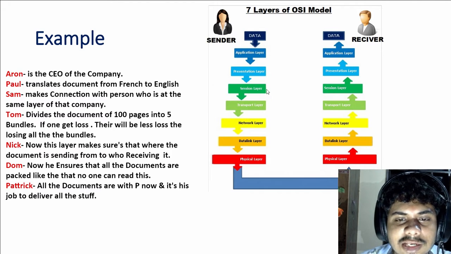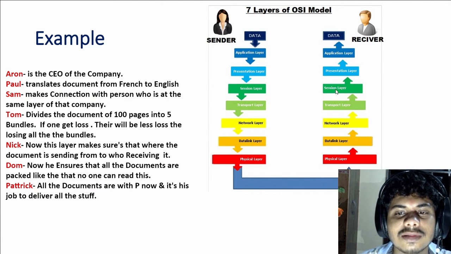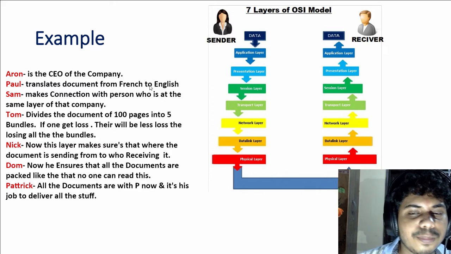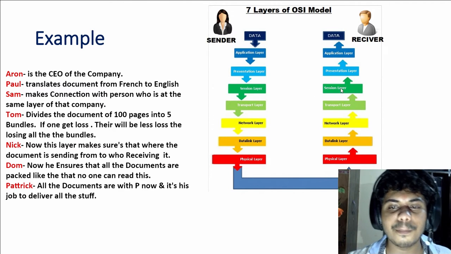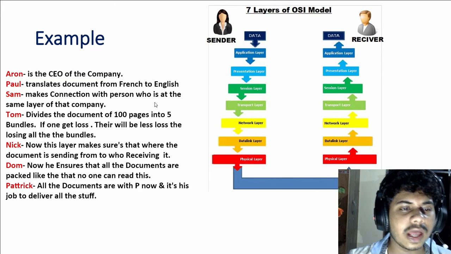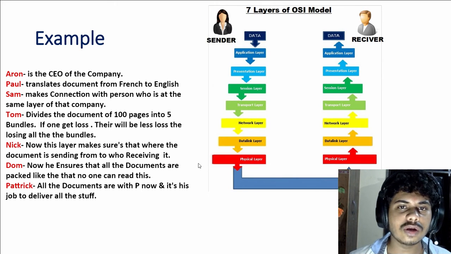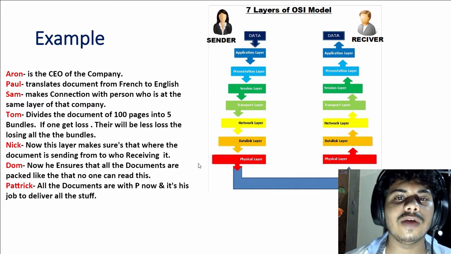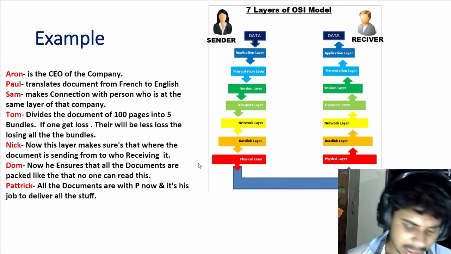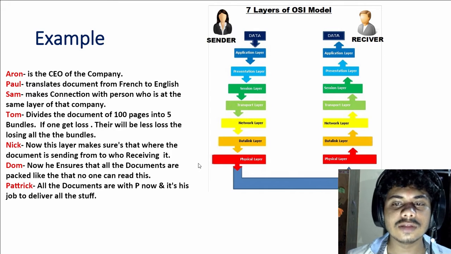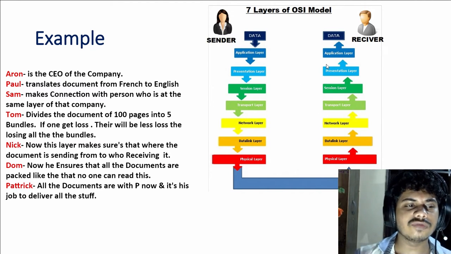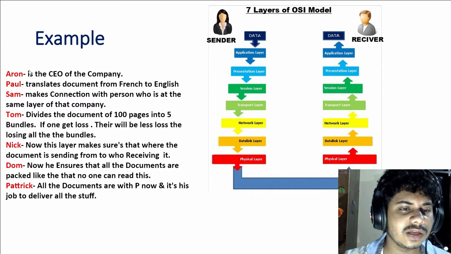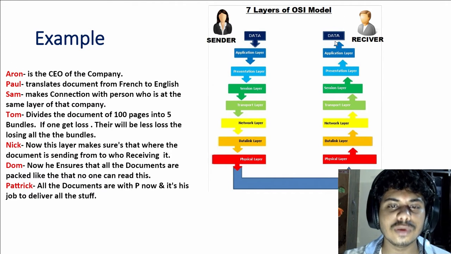It means that when the connection is broken here, Sam passes the documents to Paul, and now Paul ensures that all the documents are translated well or not. So yeah, he says that yeah, all the documents are translated. So now he will give the documents to the CEO. Now he gives the documents to Aaron, who is the CEO of the receiver company also, so you can relate, which is the application layer.